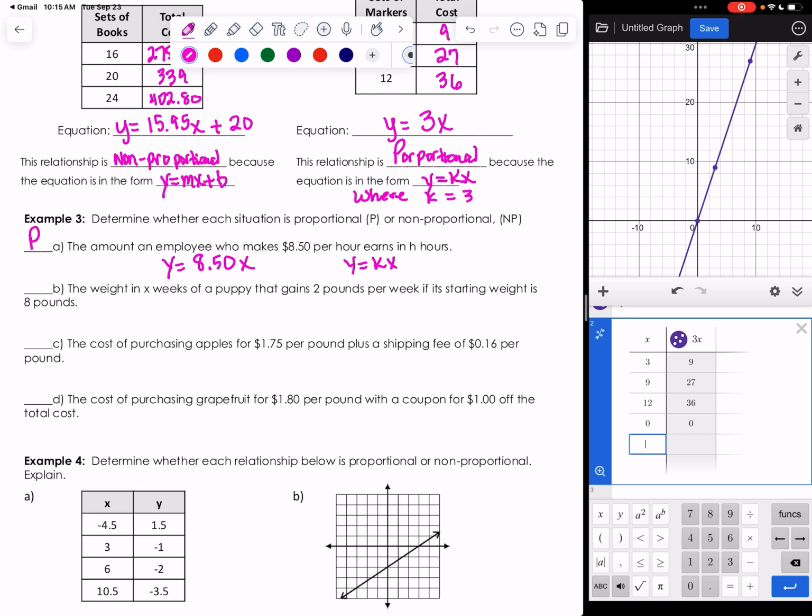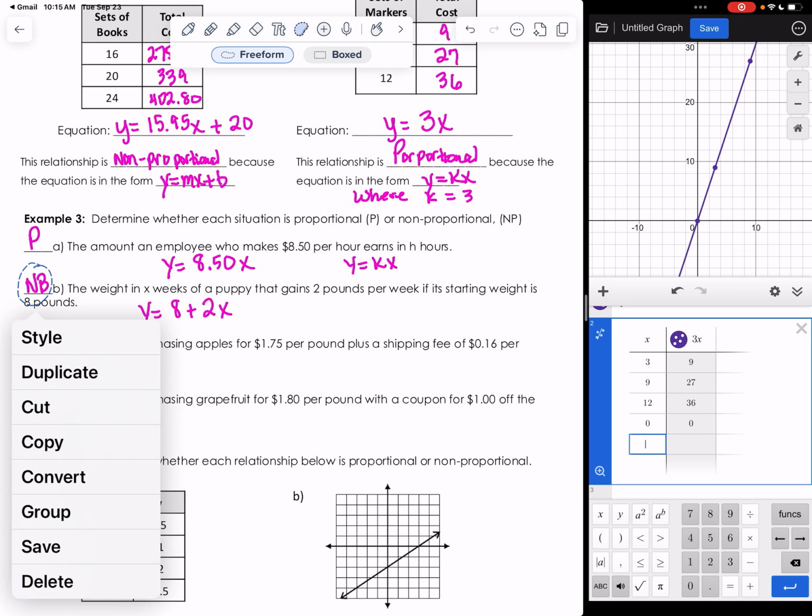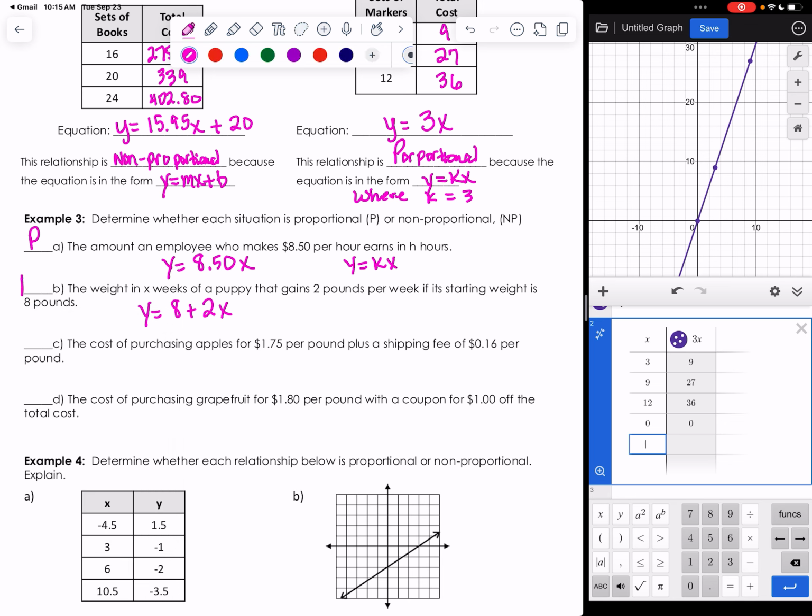Proportional. All right, B. The weight in X weeks of a puppy that gains 2 pounds per week if its starting weight is 8 pounds. So y equals, our starting weight was 8 pounds, and then it gains 2 pounds per week. So this would be non-proportional. I don't know why I wrote NB. Let's see. I'll delete that. I meant to write non-proportional. All right. So this is non-proportional because it's not in the form y equals kx.